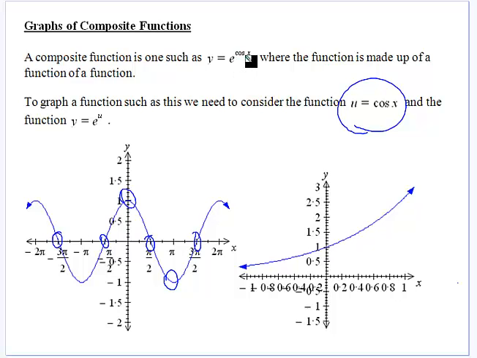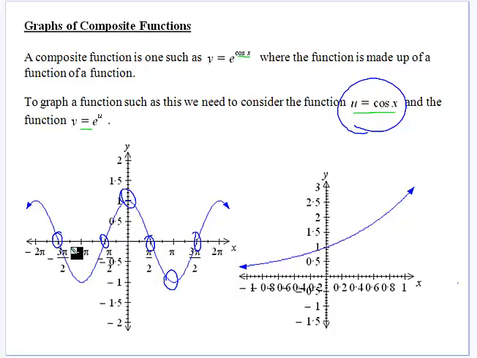So e to the power of cos x. Instead of e to the power of x and graphing that, we're taking the values of cos x and then putting e to the power of those values. So to do that, what we need to do is consider the function cos x and then put it together with e to the power of u. So there's our two functions separately, e to the power of u and the function cos x there.